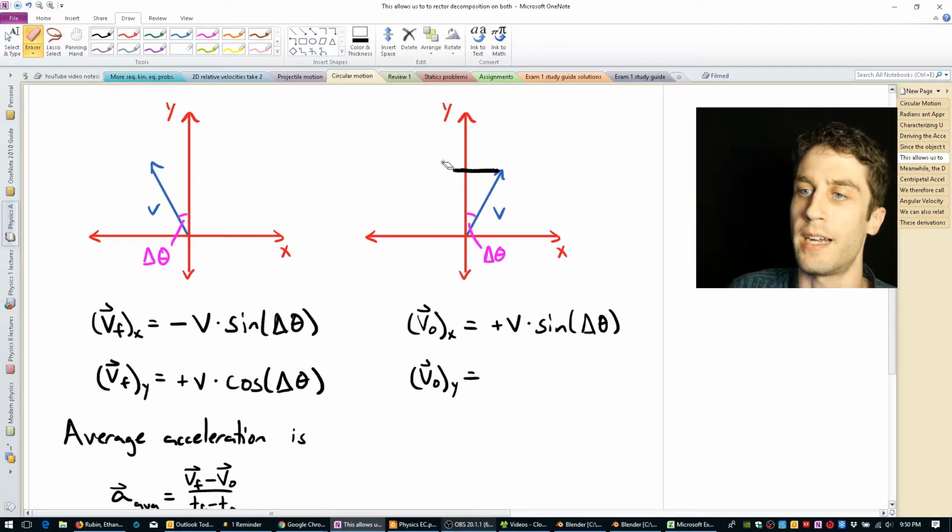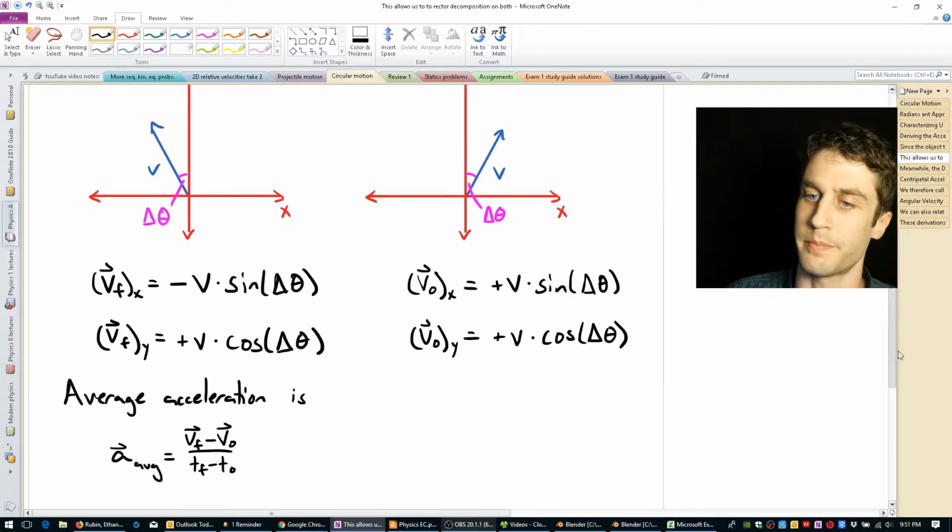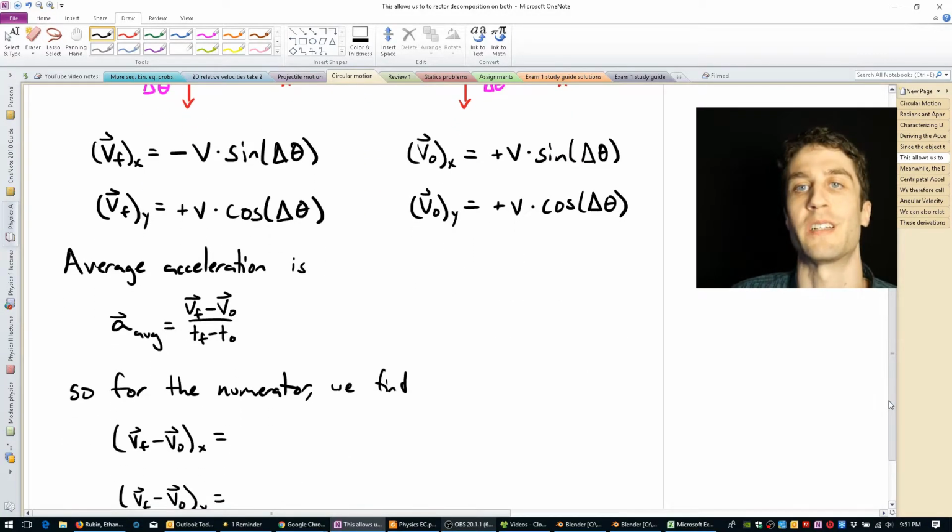And then finally, v naught y. Is it positive or negative? Well, I see it as a positive y component, so positive. Magnitude of the vector, v. And sine or cosine? Well, shouldn't surprise you. It's adjacent to theta. There's the y component. And so, according to SOHCAHTOA, we use cosine of delta theta. Okay. So we've broken it up into components.